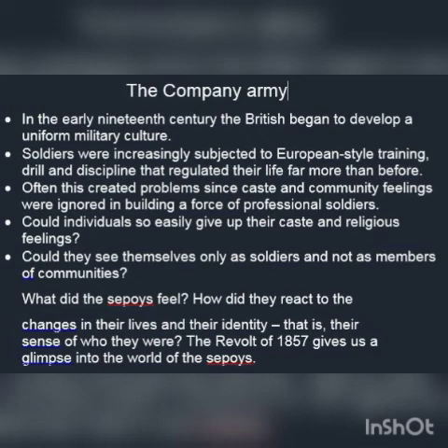So, what did the sepoys feel? How did they react to the changes in their lives and their identity, that is, their sense of who they were? And this is how the revolt of 1857 started.